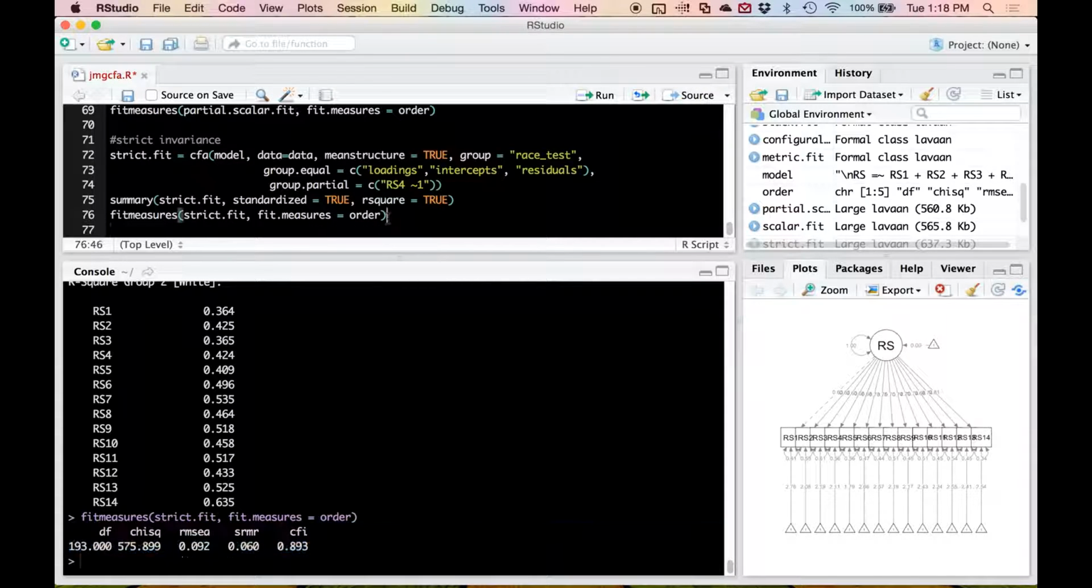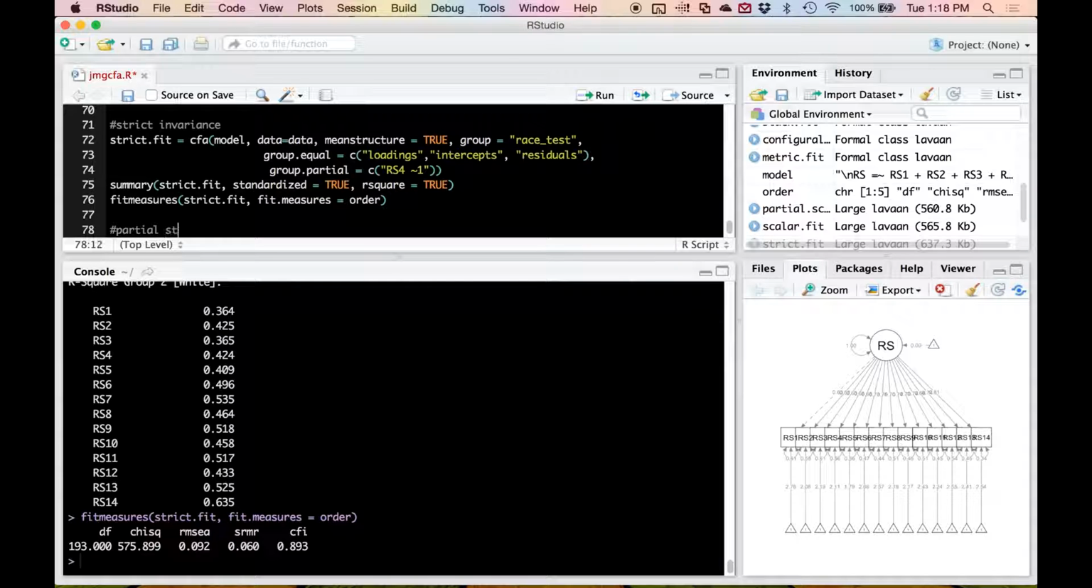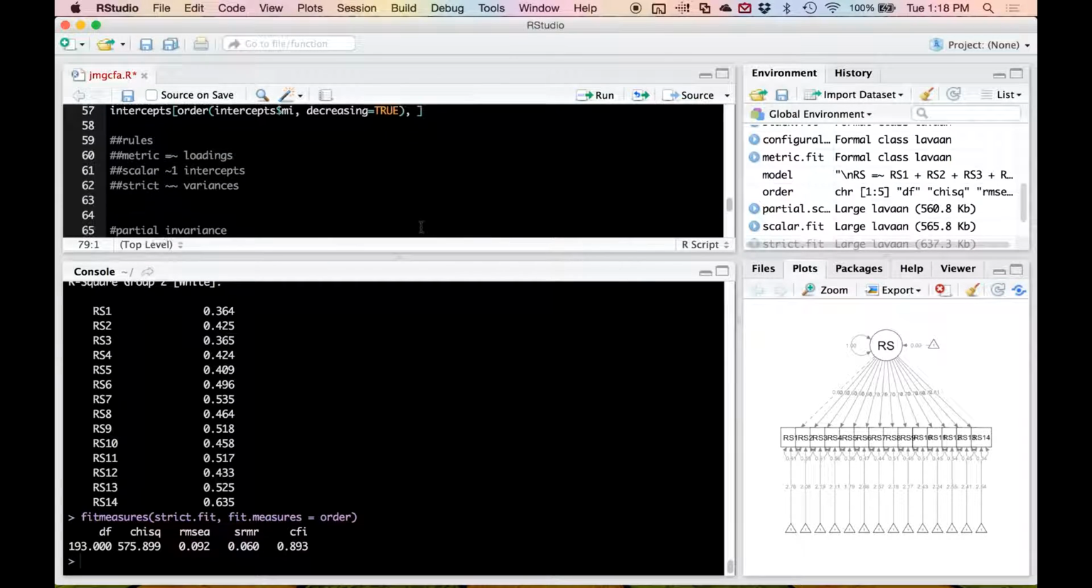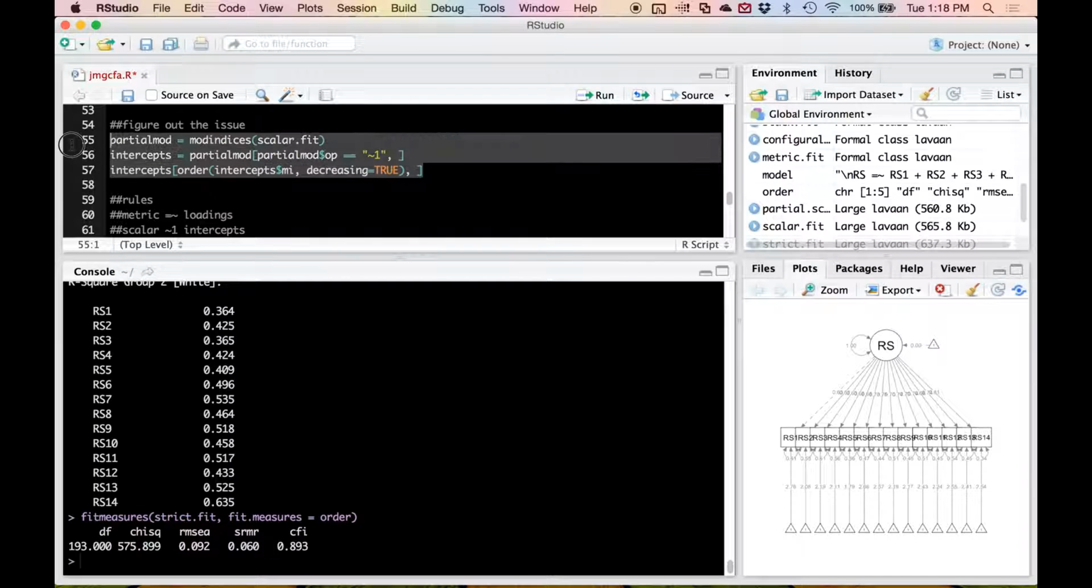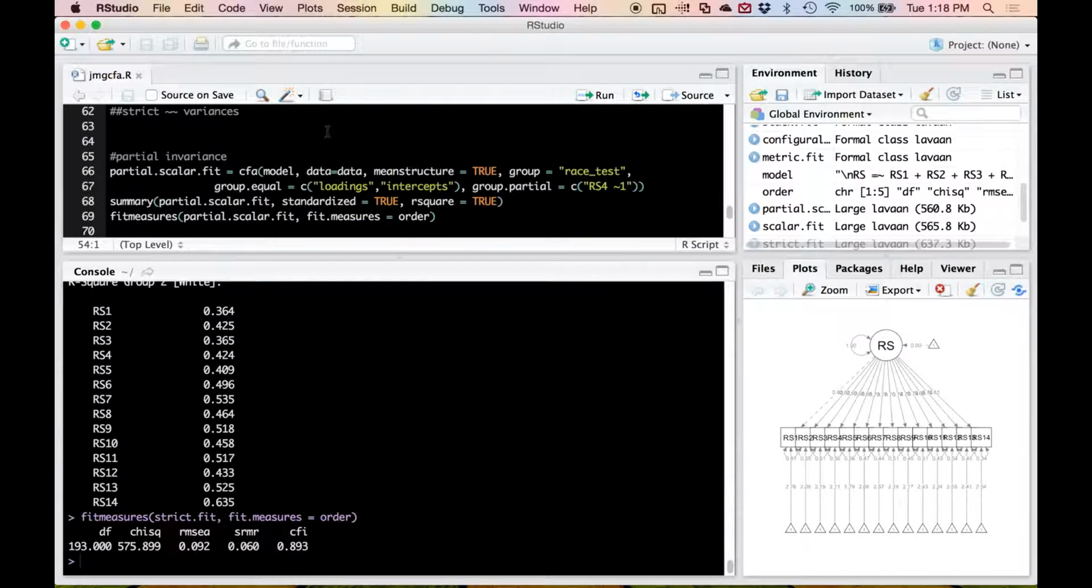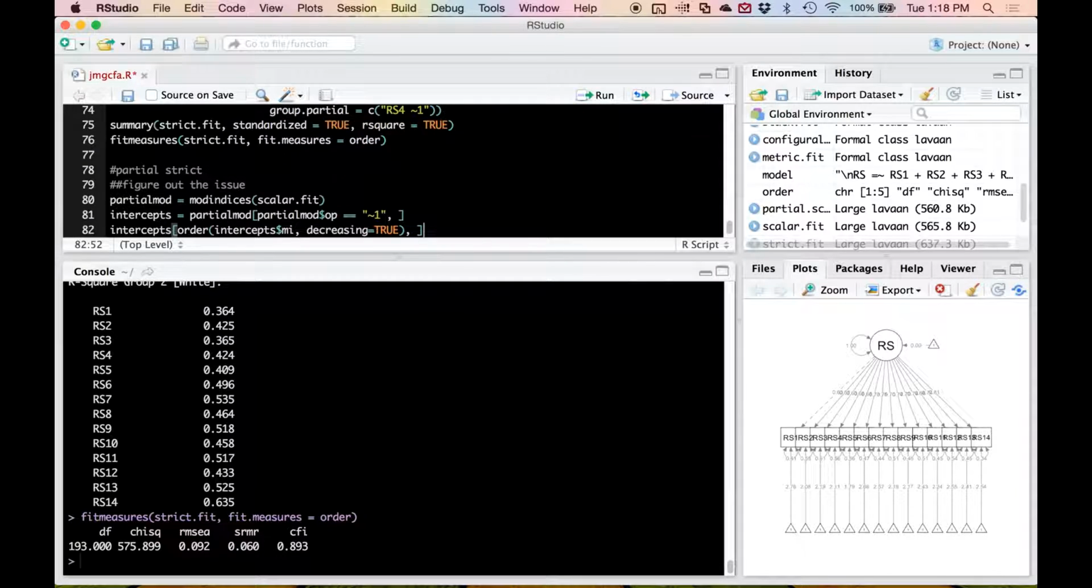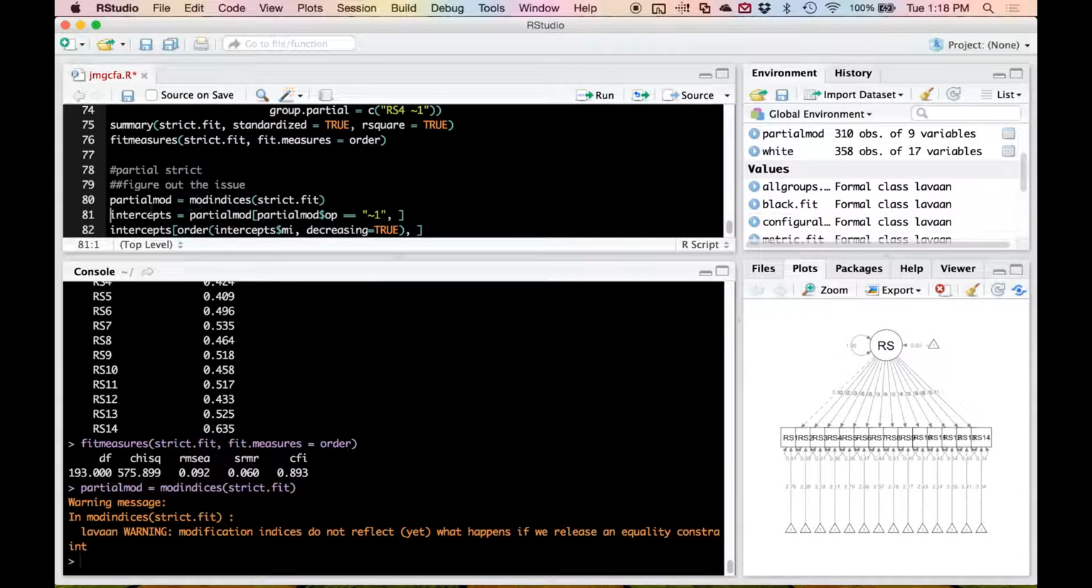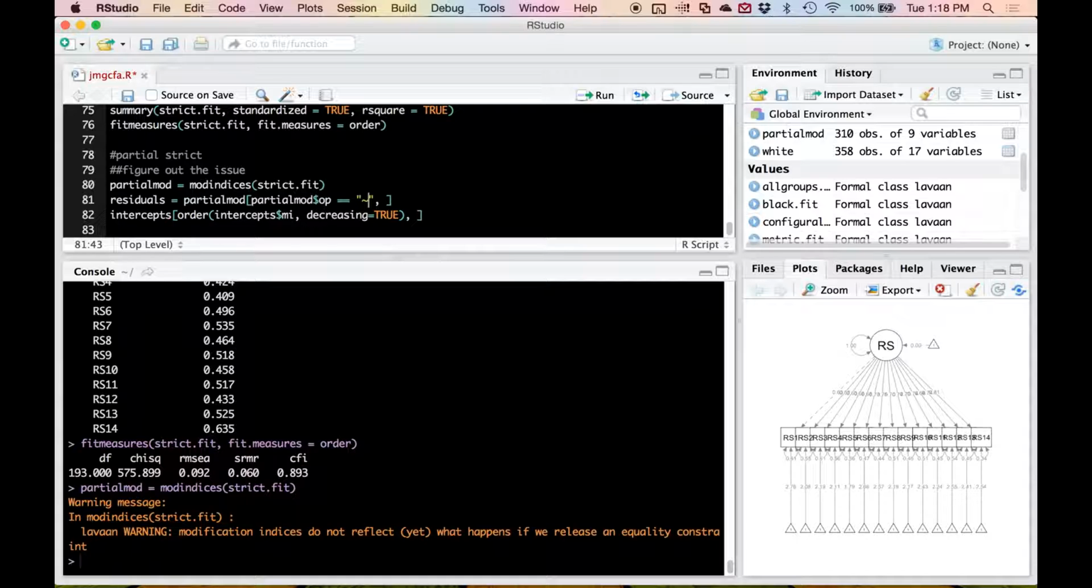So we want to do that same thing we did a minute ago with the modification indices. So let's figure out the issue here. All right, and so we want to do partial modification indices on the strict step. And I overwrote the ones before, and I don't know that it matters, because we already passed that step. So residuals on our partial modification indices. So I want to do double tildes to get the residuals only.